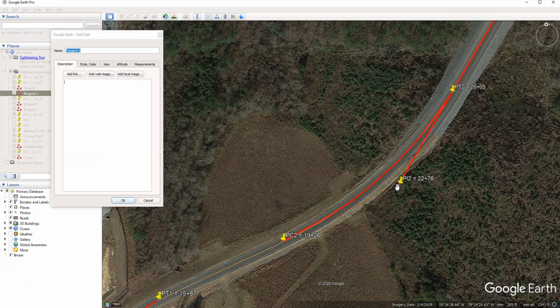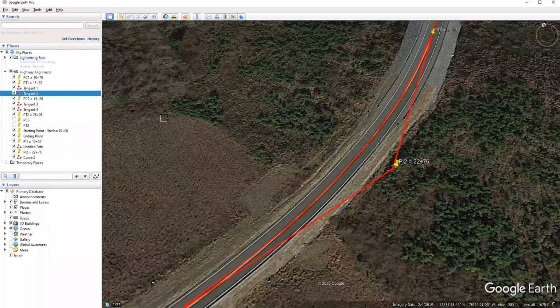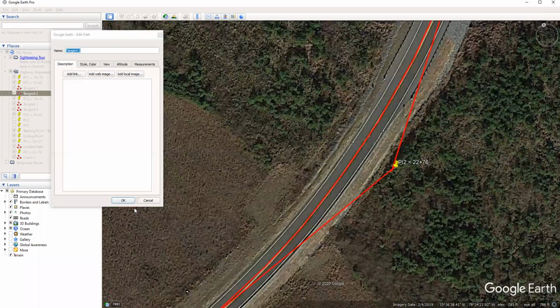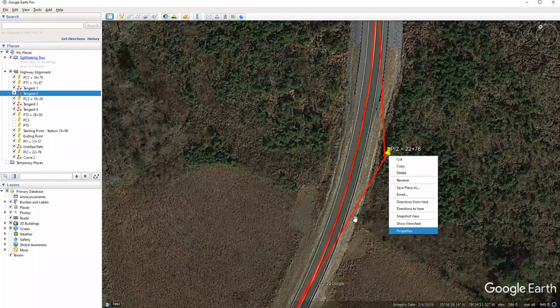So I think I removed the whole thing. Let me zoom in here to see if I can edit this. Maybe easier for me to delete the tangent and then redraw it, or let me move some of these elements a little bit. So it would move this point. Oops.